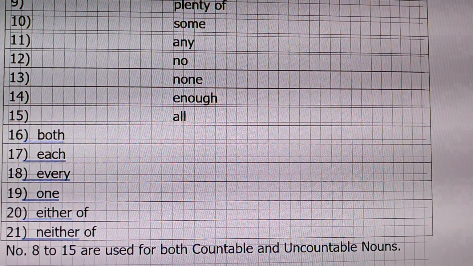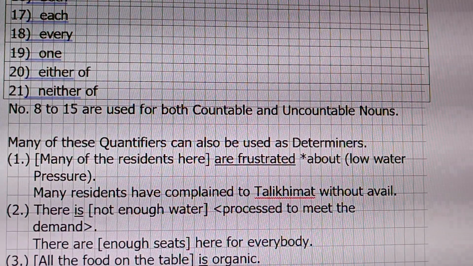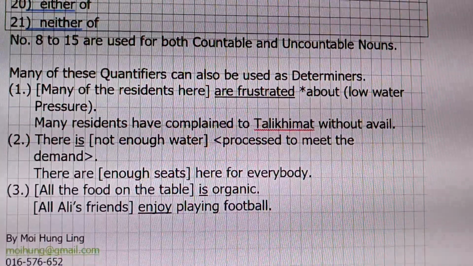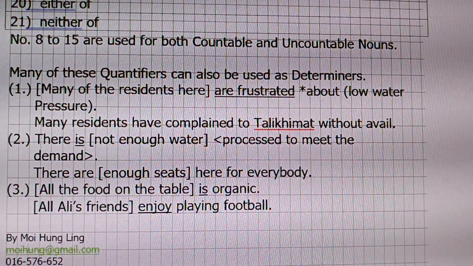Alright, some of them can be used as determiners when they are placed before a noun. Look, many of the residents here are frustrated about low water pressure. Many residents had complained to the telecom without avail. You see, when it's placed before a noun, it's a determiner. When it's used alone, they are pronouns.